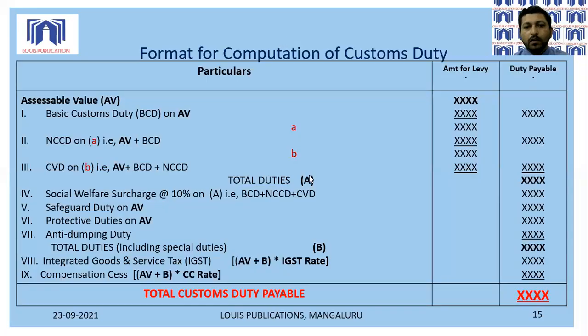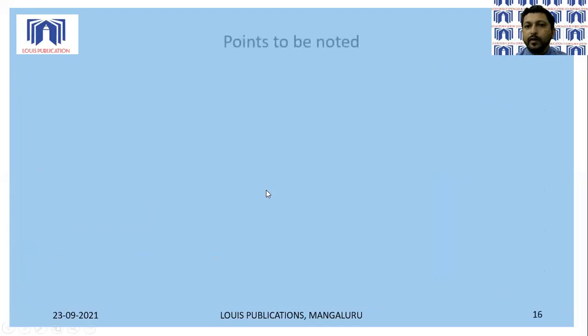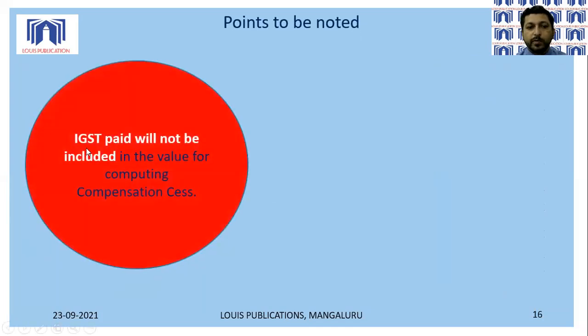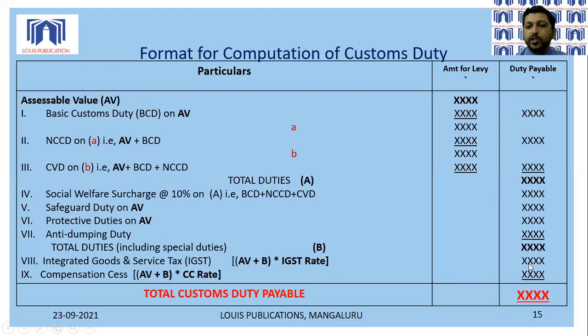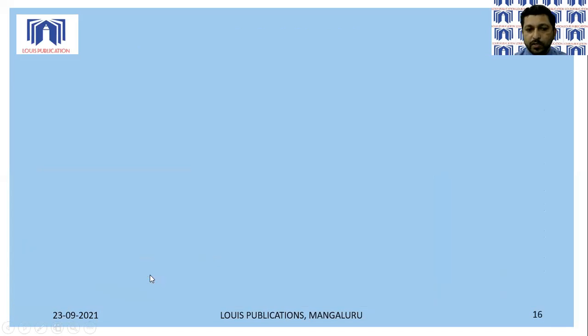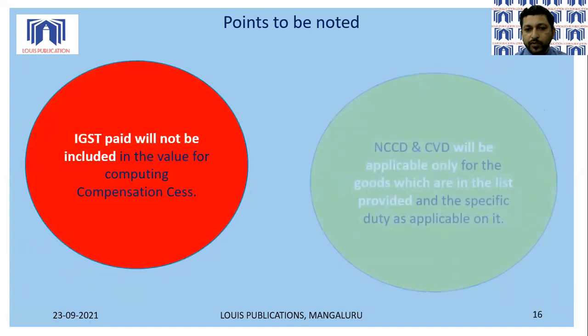So then after this, we go ahead and solve, but before that, the points to be noted, important, as I just mentioned, IGST paid will not be included in the value for computing compensation cess. We just saw this application. IGST paid will not be included in the computation of compensation cess. So this is one application that we have seen.